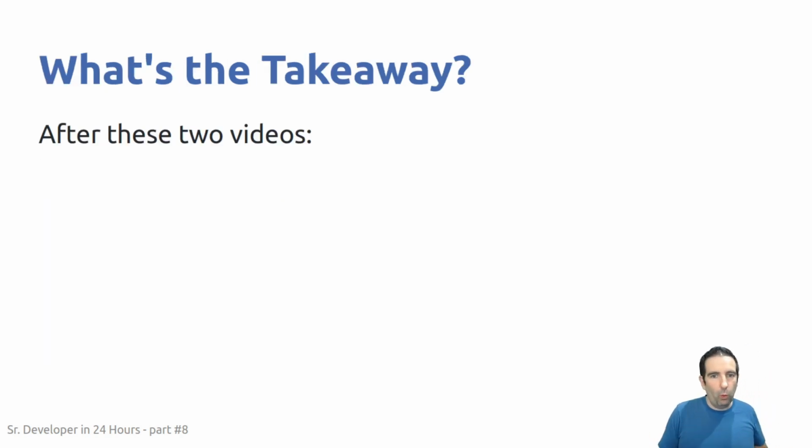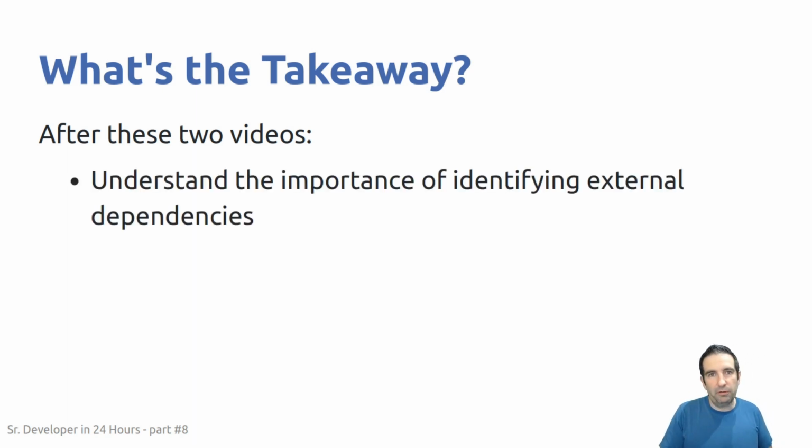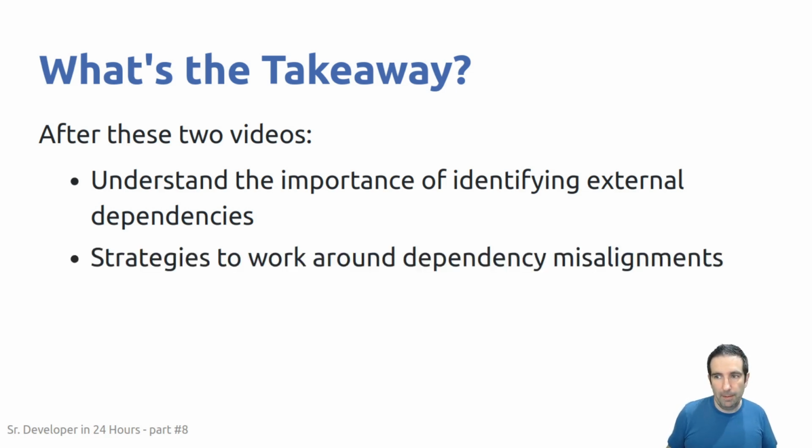Okay, so what is the takeaway? What are we trying to get out of this video? And it's actually two videos. This is the first part of how to keep our team productive. But after watching these two videos, you should have a good understanding of the importance of being able to identify external dependencies upfront. And of course, being able to manage those dependencies. Because we're going to need strategies to work around misalignments on the dependencies that we have for our application, for our service, for our component.